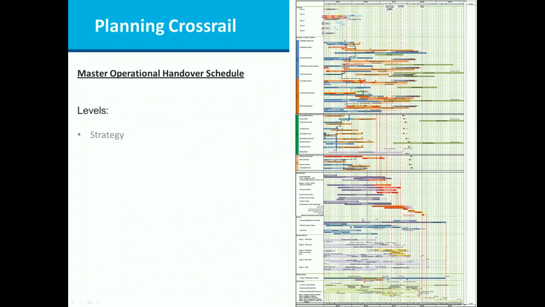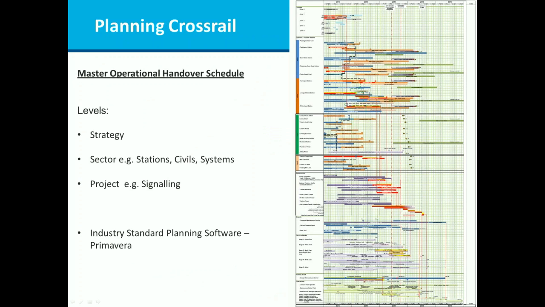So, in terms of today's topic and planning of Crossrail, we have had an annual process of baselining our schedule. I've been here 6 years, so for the past 6 or 7 years we have had an annual baseline which has served Crossrail. In its current form, which is the second iteration, it is now called the Master Operational Handover Schedule. It's been renamed that. Previously it was called the Master Control Schedule.